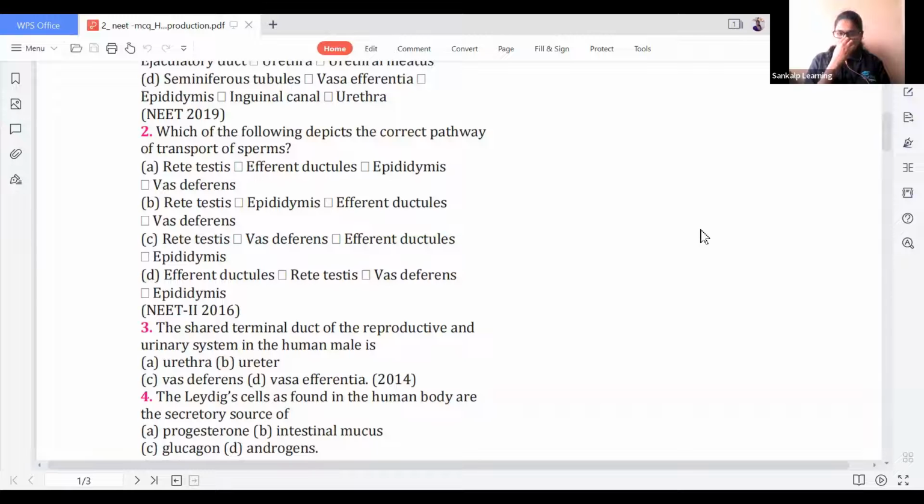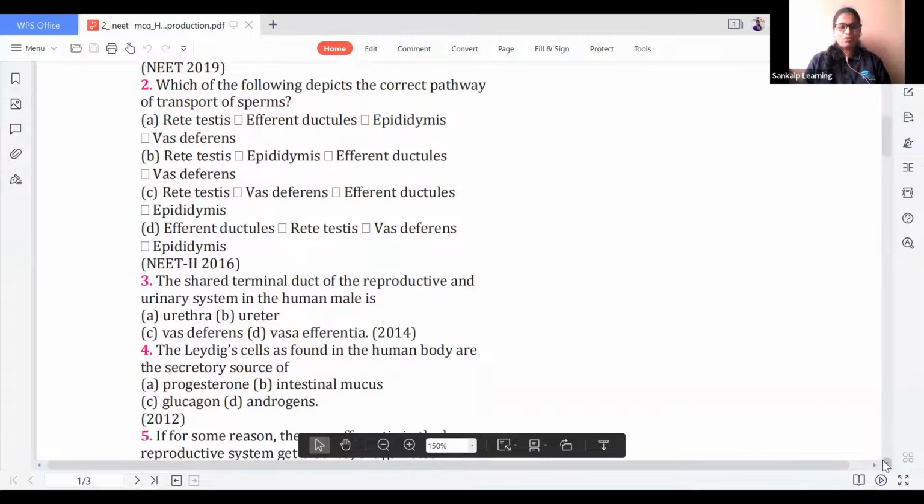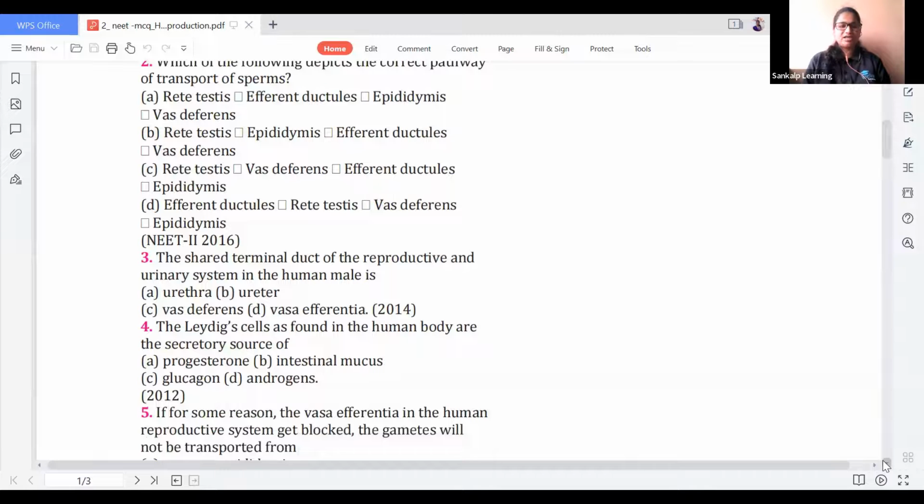Government PU College, Tubagere answered as option C. So the right answer is option A, urethra. Okay, next. Fine. Next question: the Leydig cells as found in the human body are the secretory source of.